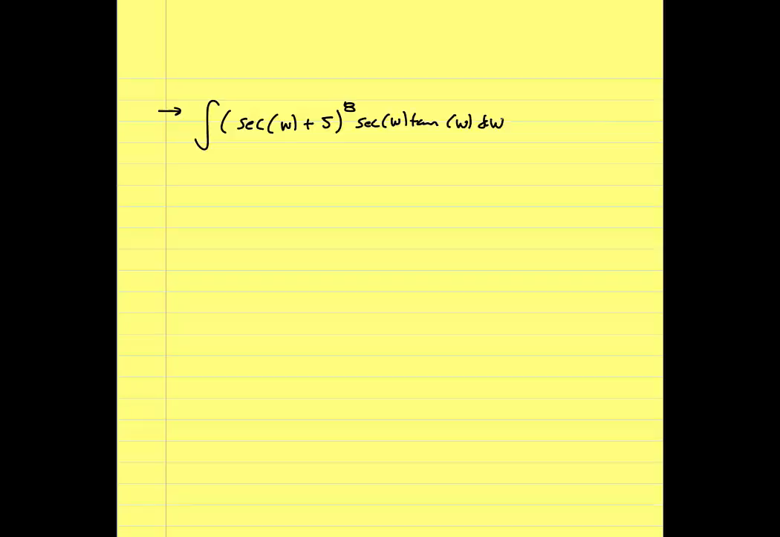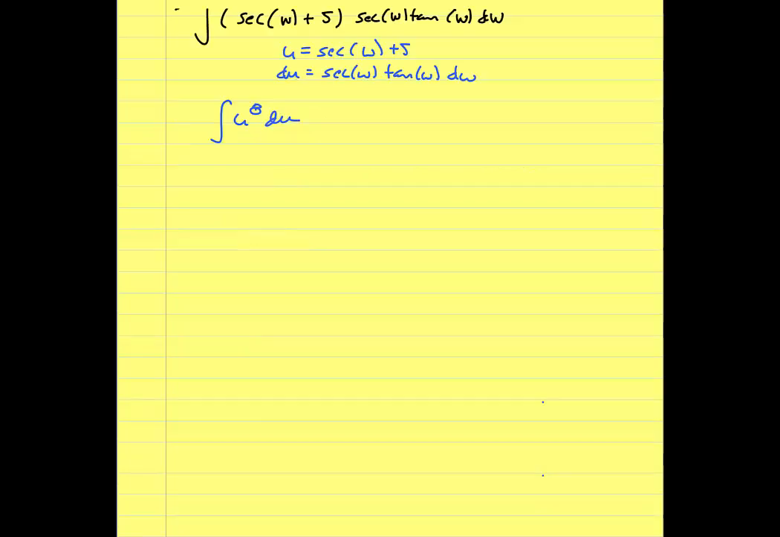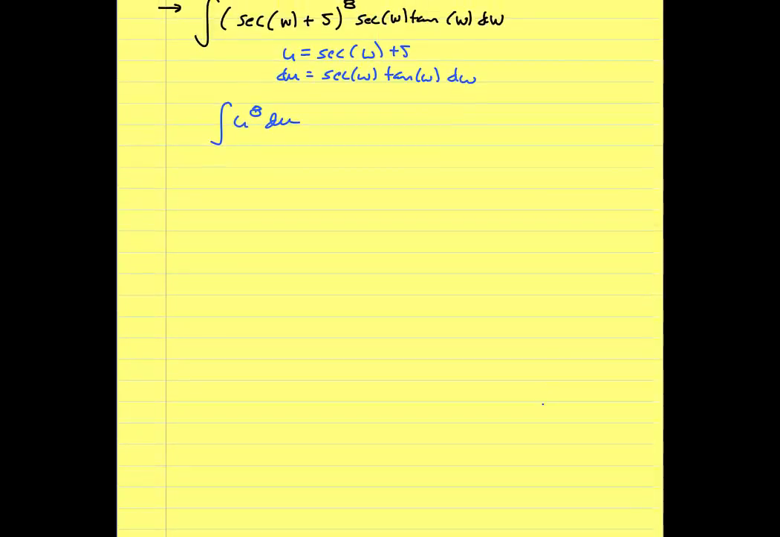Now this is just a big old mess. Right away we want to think, okay, u-substitution. The base of this power is secant w plus 5, so let's let u equal secant of w plus 5. Du, the derivative of secant, is secant w tangent w dw. The dw comes into play because I'm taking the derivative of u with respect to w and then multiplying through both sides by dw. If you do this, we end up with the integral of u to the 8th du. Okay, so I'm going to get you started on that one, and you can go ahead and finish it up.